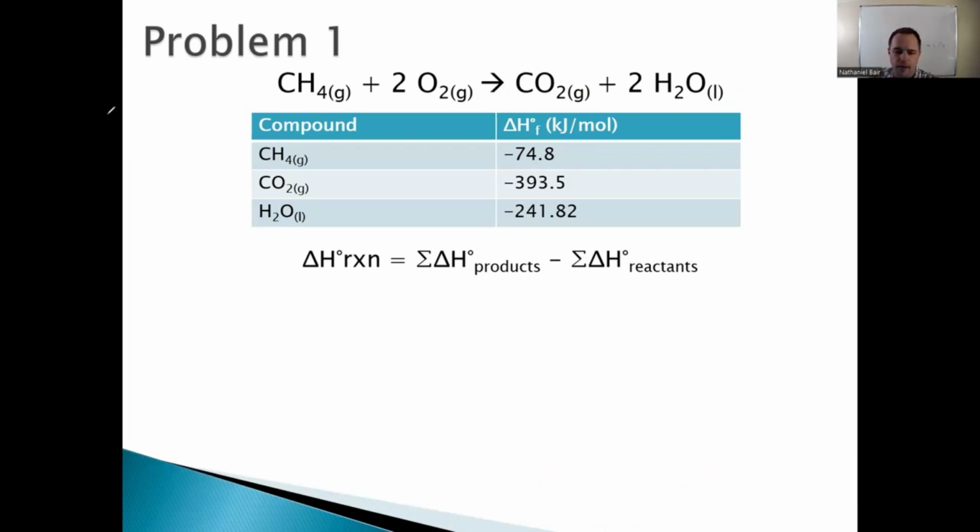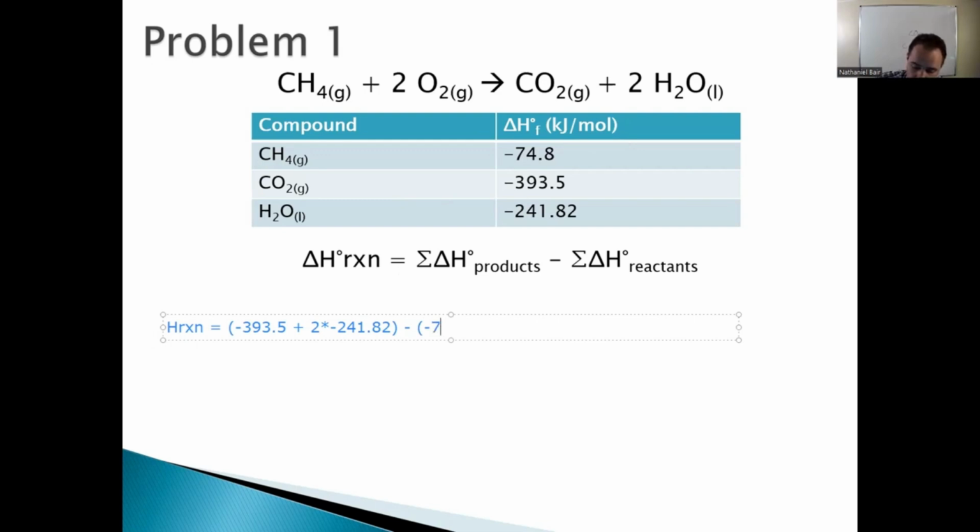So hopefully you had time there. The change in enthalpy for the reaction is equal to the products minus the reactants. And of course, you've got to multiply by the coefficients if they're present. So the first product we have here is CO2. So that's going to be a negative 393.5 plus 2 times, 2 equivalents of liquid water. So 2 times negative 241.82. And it's the sum of the products minus the sum of the reactants.